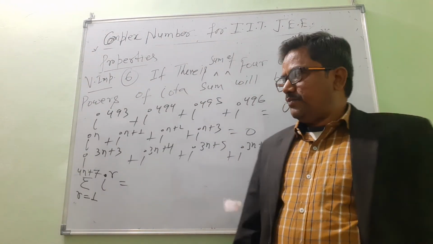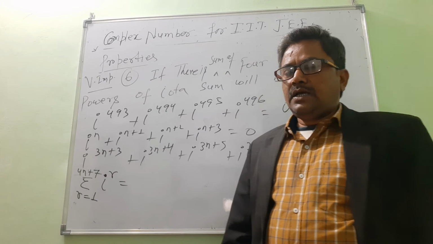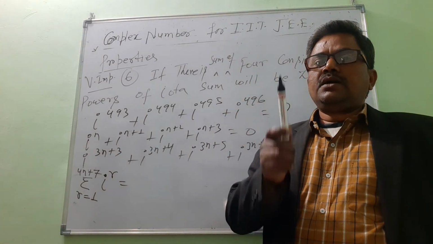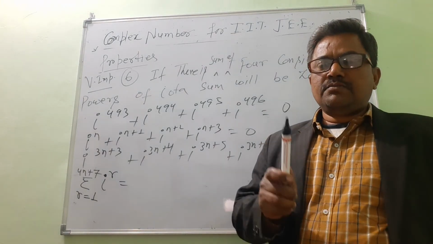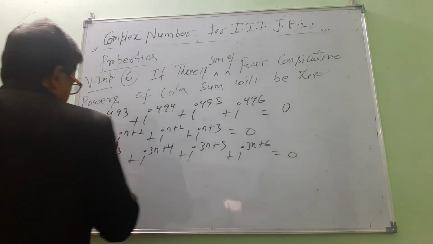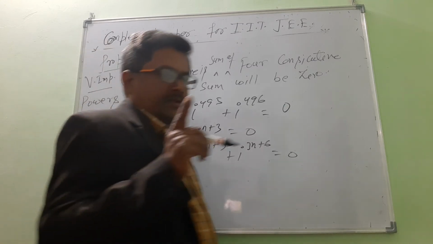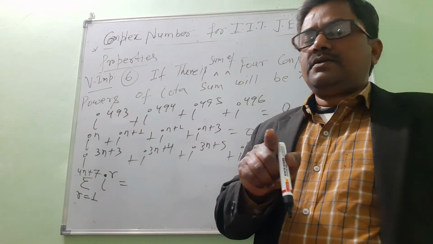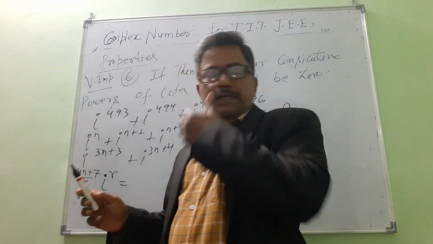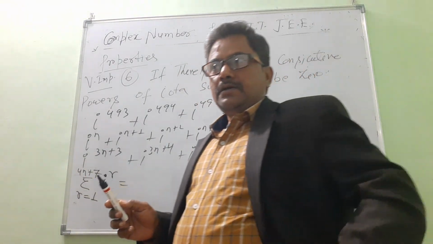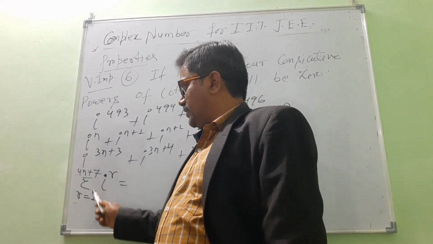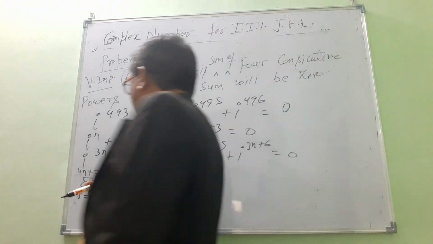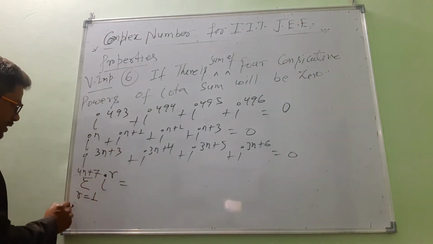If the below number is 1 and the above number is a multiple of 4, sigma means sum will be 0. We learned a very important point here. Always keep in mind, if the below number is 1 and the above number is a multiple of 4, then sum will be 0. So we will use this property.